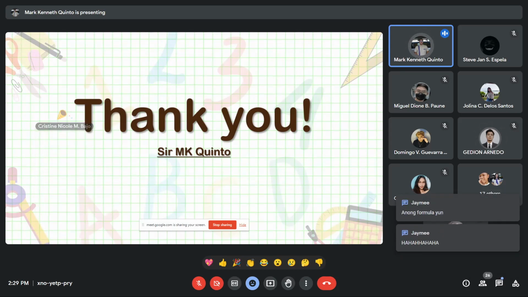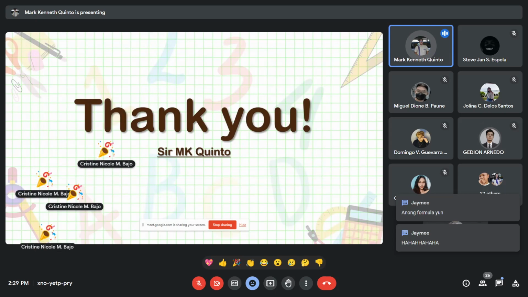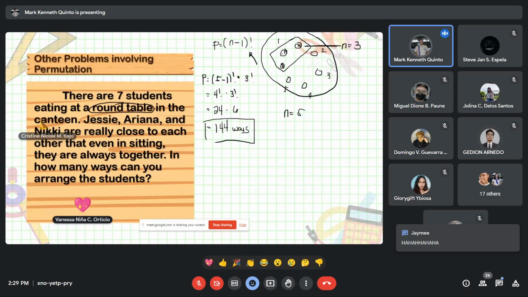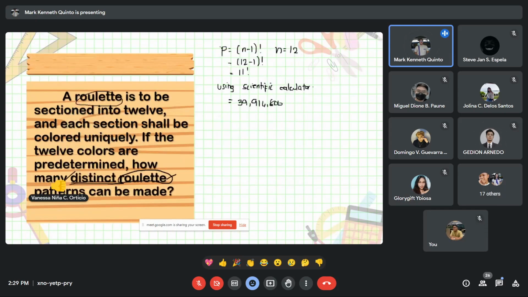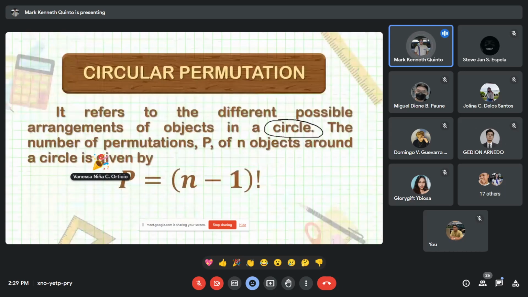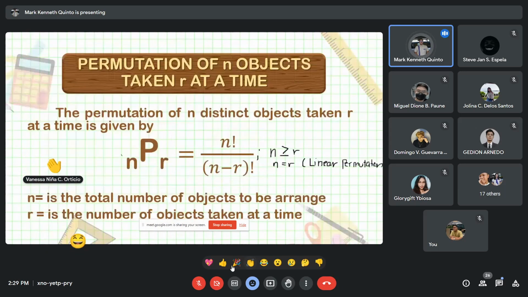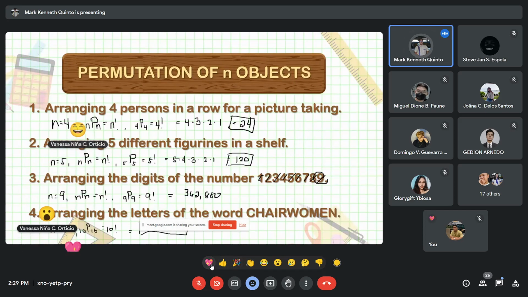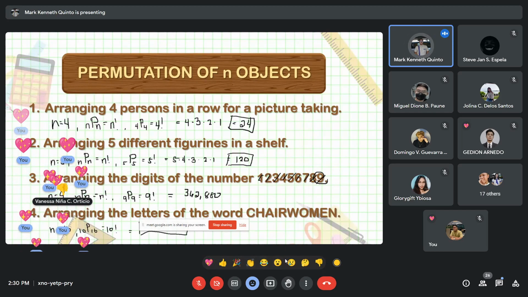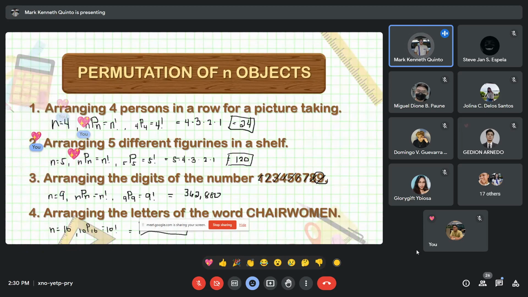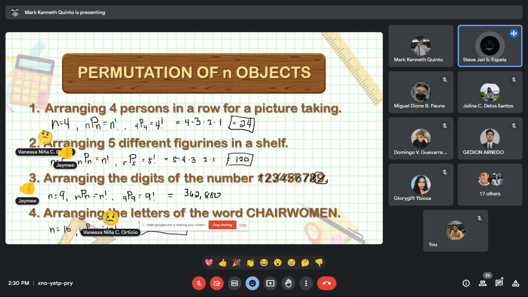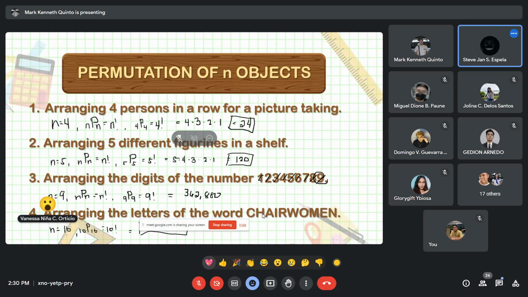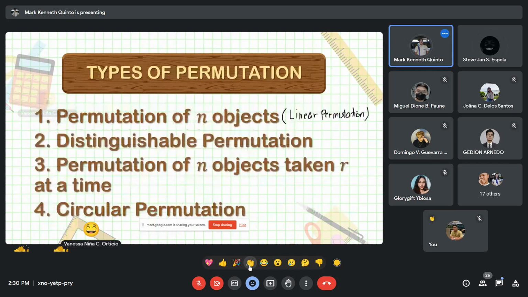What formula is that? The one in linear permutation? The one Steve discussed is related to circular permutation. Ah, linear permutation, which is just n factorial. We expanded it to get the answer. Although, using a scientific calculator, we don't need to expand it because you just have to type 4, then factorial, equal sign, and you now have the answer. Going back to your types earlier. Sige po.